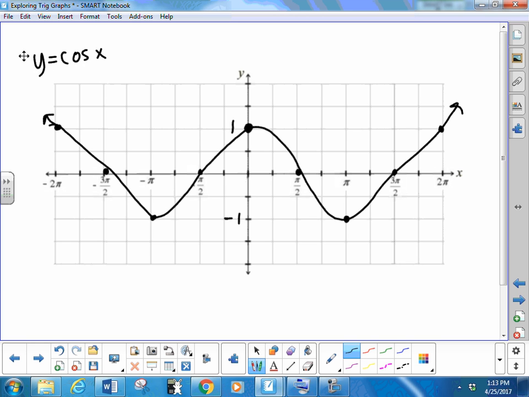I don't find cosine is as easy to sketch as sine for some reason. Whatever happens at the end is a little bit harder. I don't know what the deal is. But are we okay with graphing cosine? All right. Let's change the amplitude on cosine to, let's do -2.